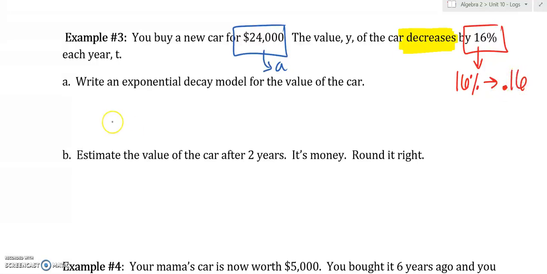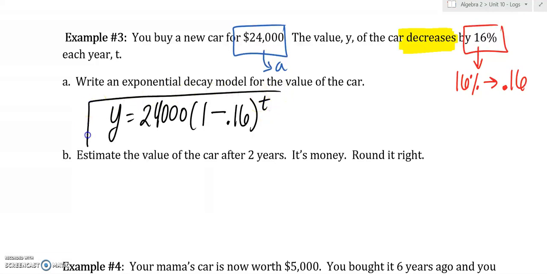Let's write my model. Y equals 24,000 times (1 minus 0.16) and then I have my little t at the top. Why did I put a minus? Because it told me it's decreasing. It's a decay at 0.16. That is my model.